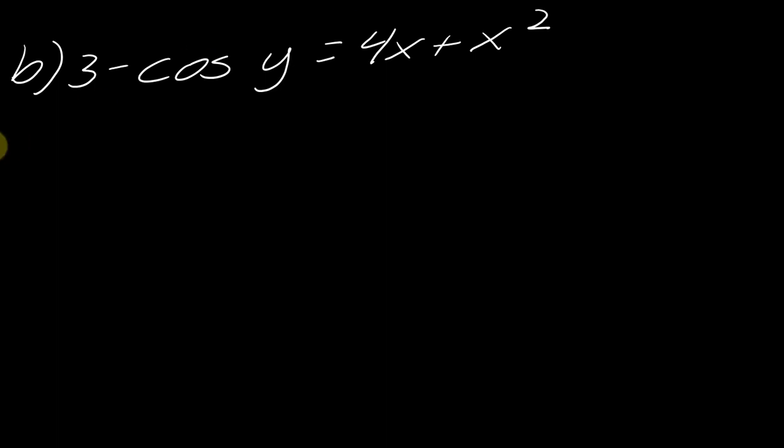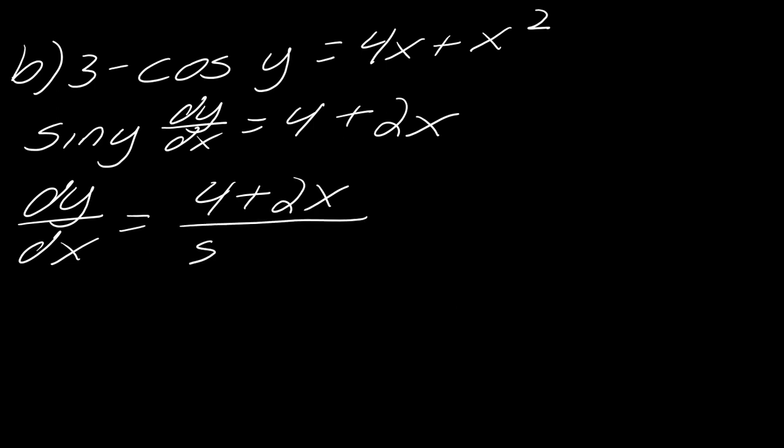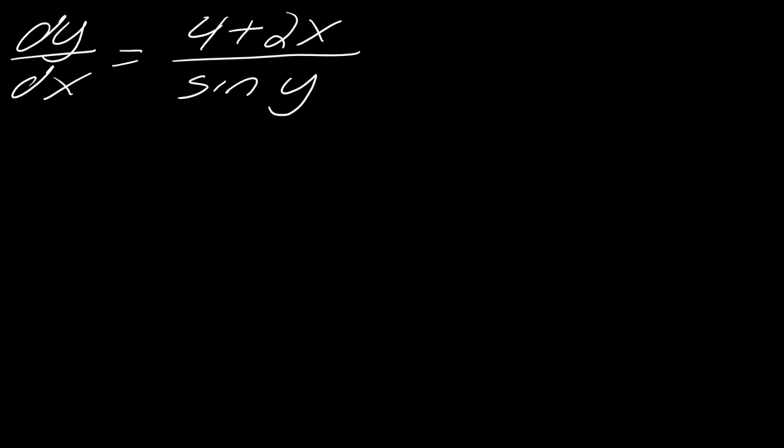So let's see, as I work through this, the 3 will drop out. This minus cosine y will become positive sine y, dy dx. And then this will be 4 plus 2x. Okay, so at least solving for dy dx is not too difficult. So this will be 4 plus 2x over sine y. But now we can see that taking the second derivative is going to be a little work, so let me make some space. Okay, and it's time to get the party on.